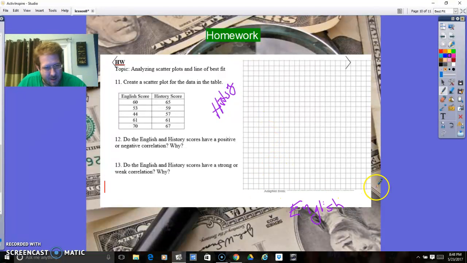Now, I'm going to assume that this is about 20 blocks, and English looks to be the numbers up to about 70. So I think I might have to go by 5s. 5, 10, 15, 20, 25, 30, 35, 40, 45, 50, 55, 60, 65, 70, 75, 80. And I think that's far enough.